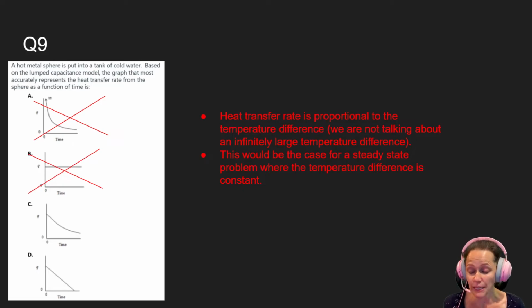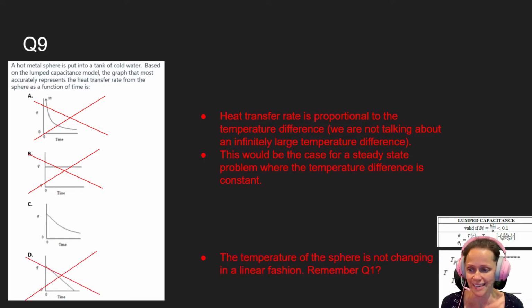It's not B either, because this would be the case if you had a steady state one-dimensional problem, because that delta T remained constant. Well, that's not the case, right? As time goes on, that delta T between the metal sphere and its environment is continuing to decrease, and so is that Q. So it's actually part C. And this is not question 1. Remember question 1? I think it was question 5 actually. But the temperature of that sphere is not changing in a linear fashion, it's changing in an exponential fashion.